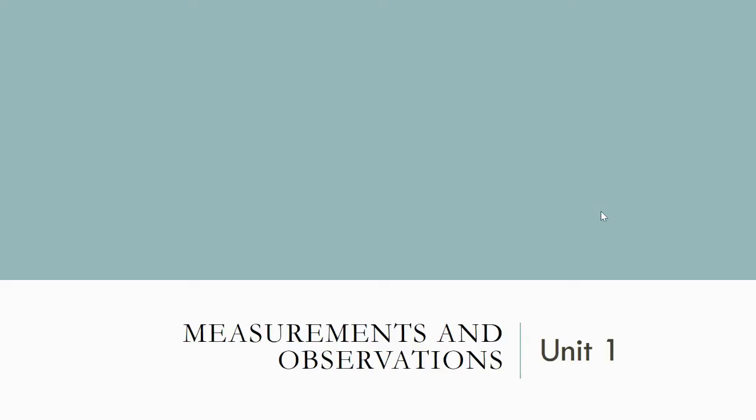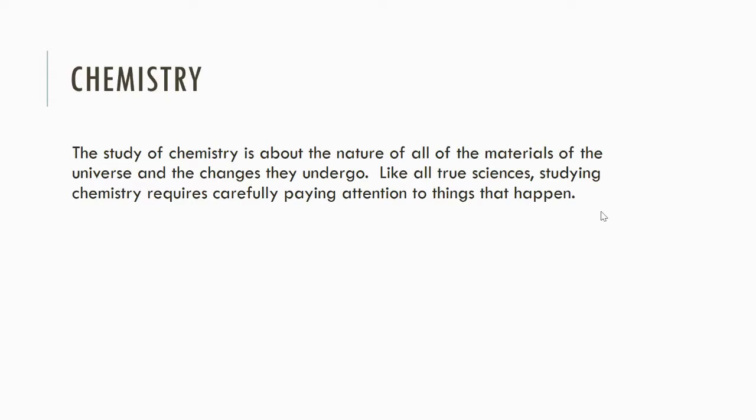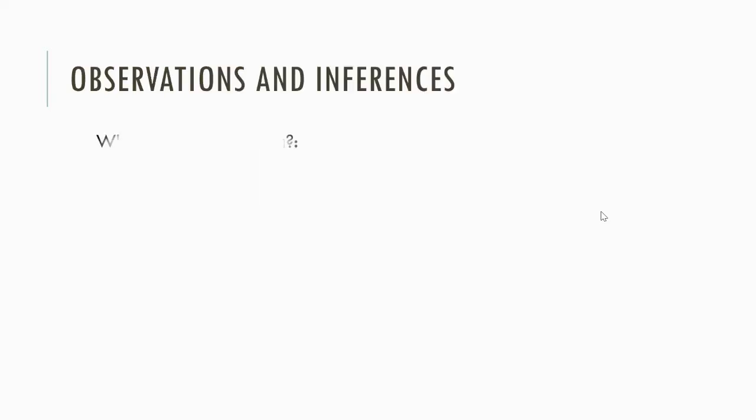So welcome to our first set of notes in chemistry, and this is measurements and observations in Unit 1. Let's first define what chemistry is overall. Chemistry is the study of nature and all of the materials in the universe and the changes they undergo. Like all true sciences, studying chemistry requires carefully paying attention to the things that happen, and the things that happen are what we call observations.